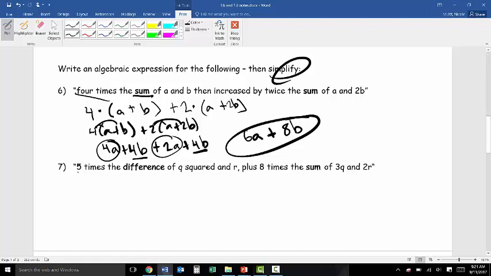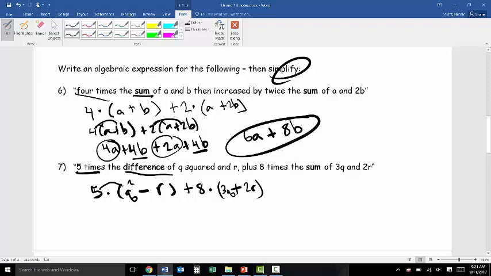All right, move on to number 7, 5 times. When I see difference of, I put parentheses with a subtraction symbol. And I'm subtracting Q squared and R. And then it says plus 8 times sum of 3Q and 2R.